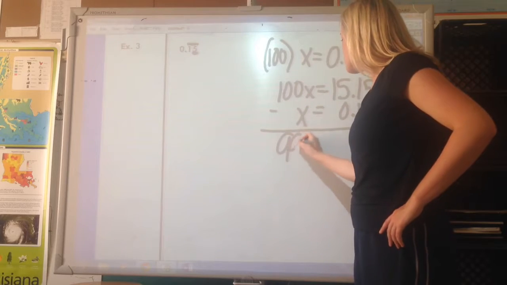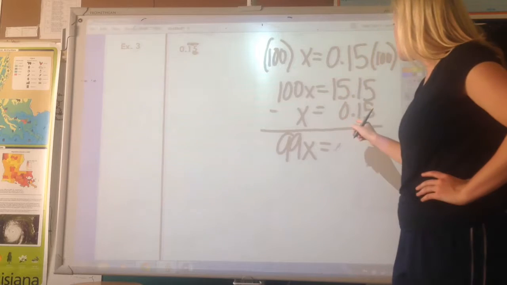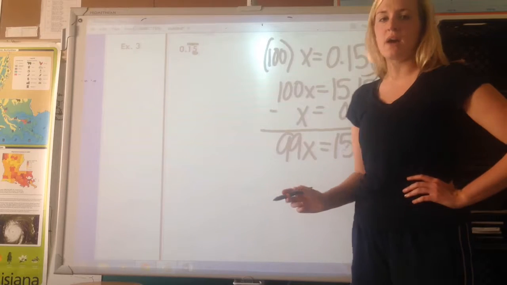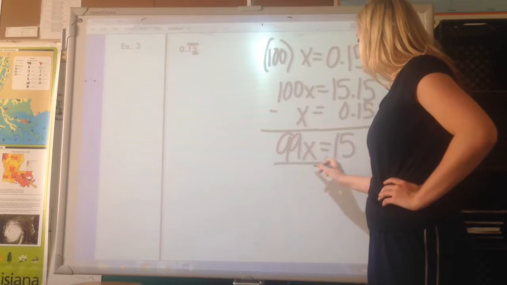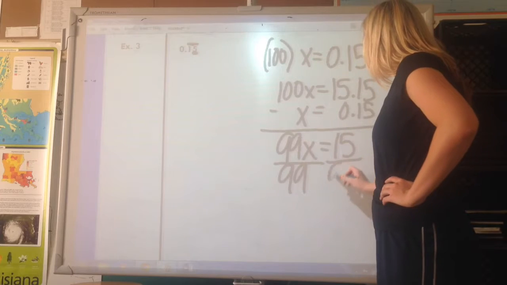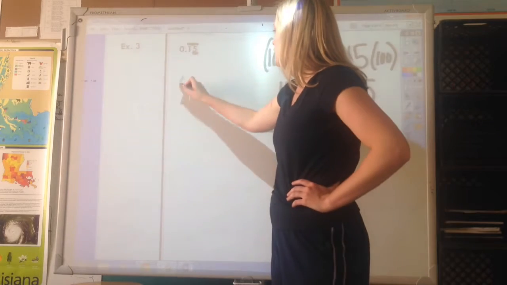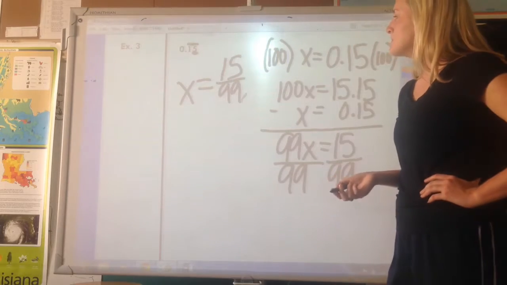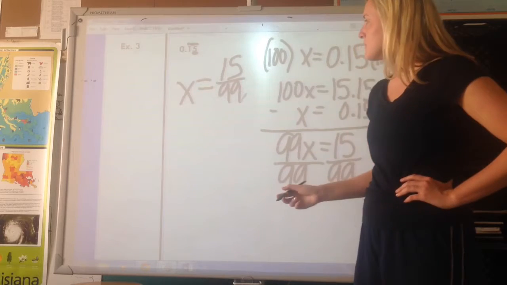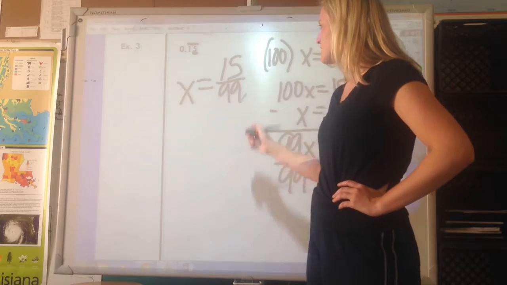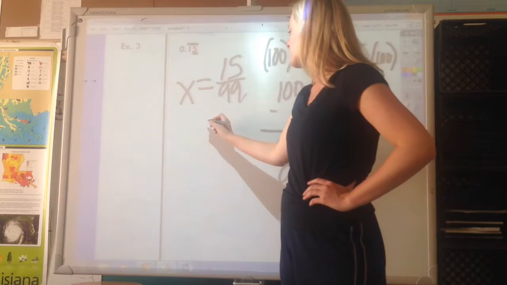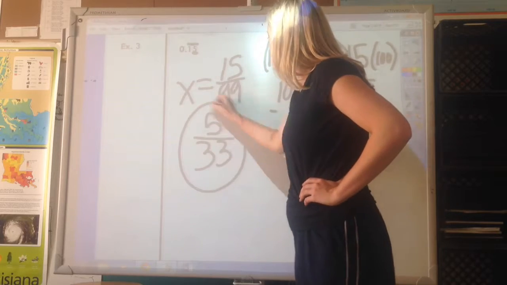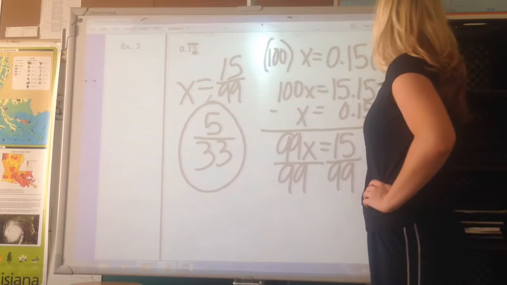100x minus x is 99x. 15 minus 0 is 15, and then 15 minus 15 is 0. So then all I have to do now is solve for x. I divide both sides by 99, and that leaves me with x equals 15/99. I'm almost done, except that I see that both of these numbers can be reduced. So I'm going to go ahead and reduce this fraction by dividing both top and bottom by 3, and that's going to leave me with 5/33. And that's my final answer. Let's try another one.